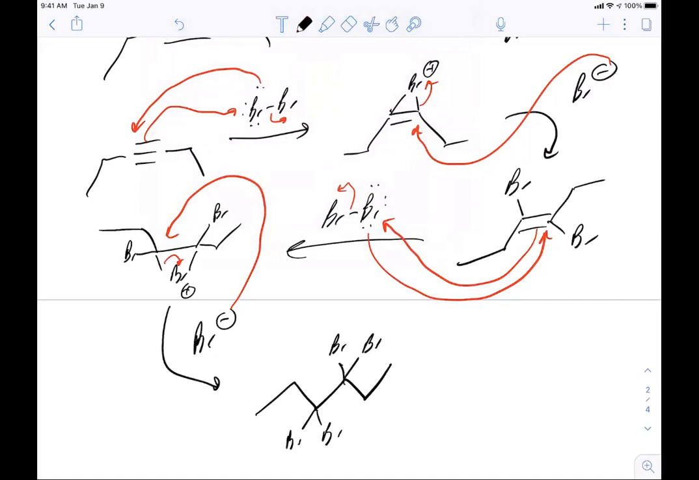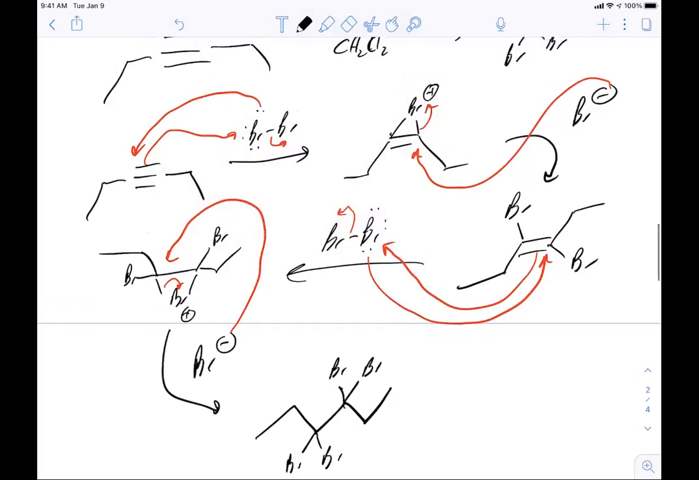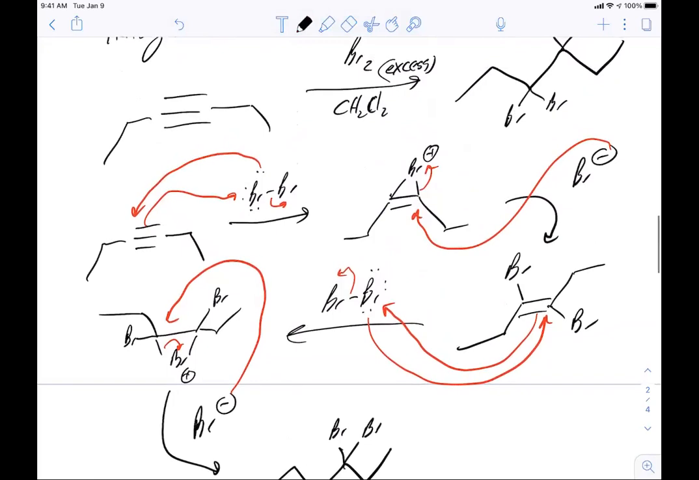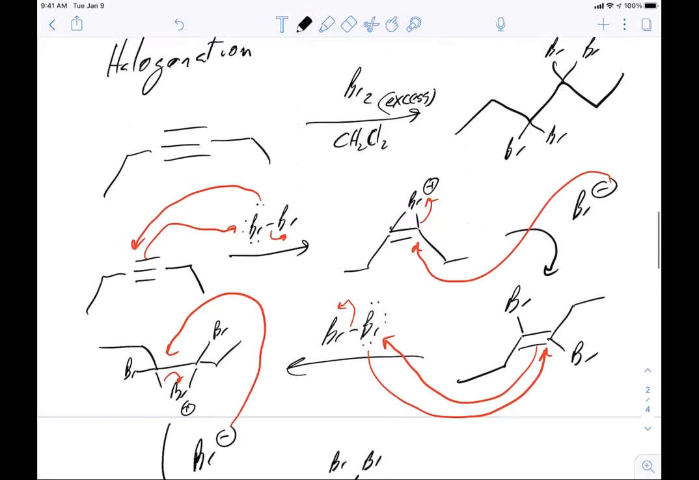So again, very similar to the alkene. Again, here we can stop with the dibromide. You don't see it as often, but you could do it. Excess would be what you'd see if you went all the way to the tetrabromide.